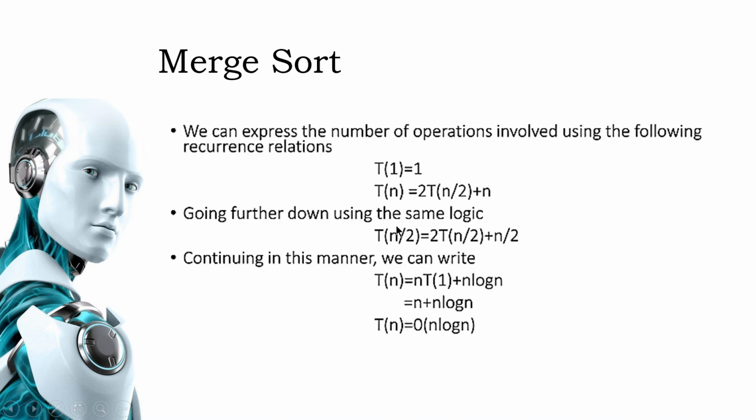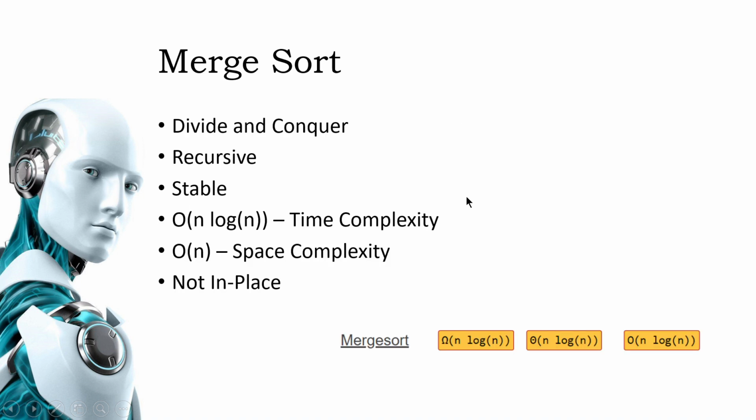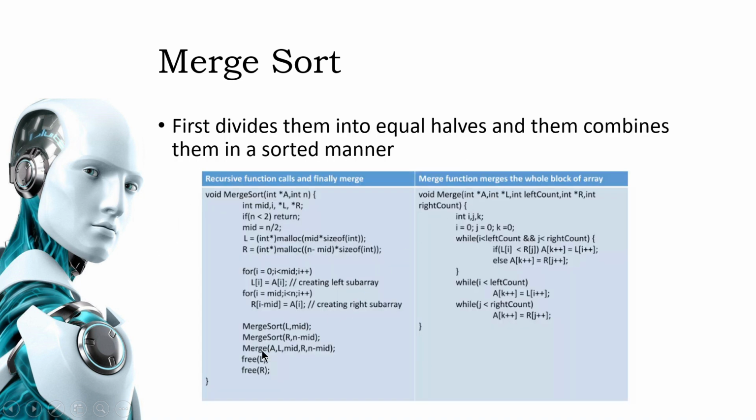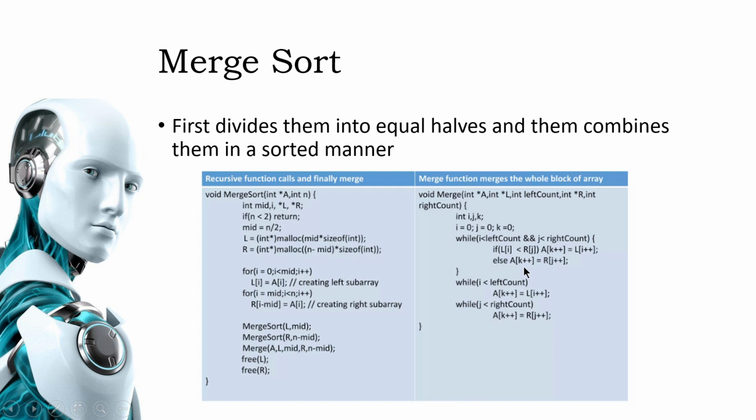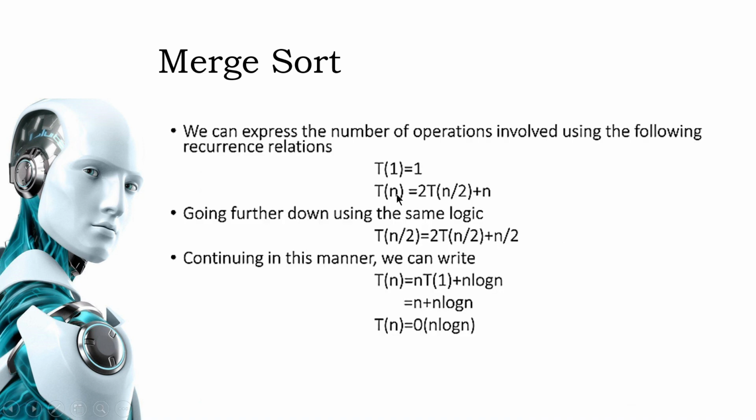So it's 2 into T of n by 2 plus what we are adding for the merge function. The time complexity the merge function is going to take is n, because n times there is substitution in the main array. A is the main array, and elements from L and R are being taken n times because there are n elements. So T of n can be written like this.